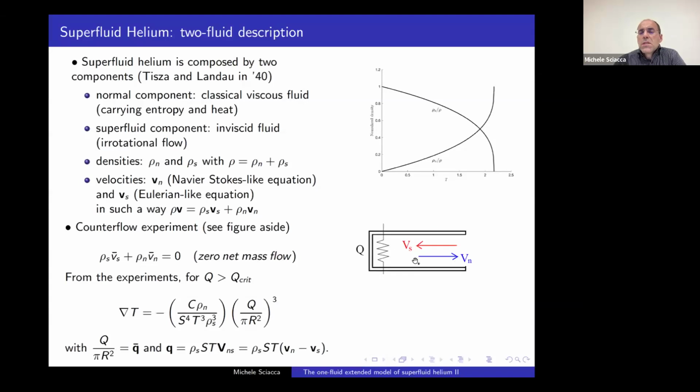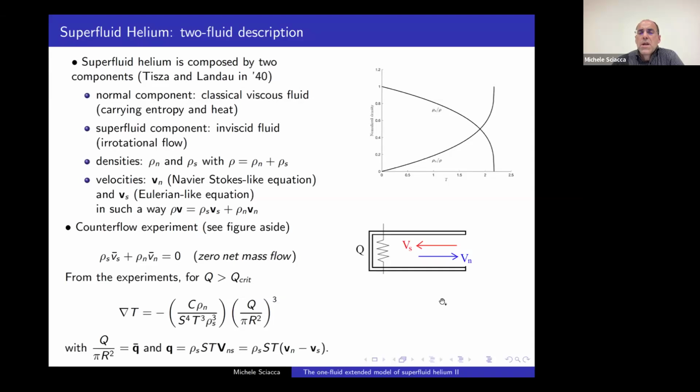The counterflow, as said, the experiment I considered in the previous slide may be explained by the two-fluid description, because you see that the heat is carried by the normal component, which counterflows with the superfluid component. So this means that the net mass flow is zero across the channel. And this is the main idea of the two-fluid model.